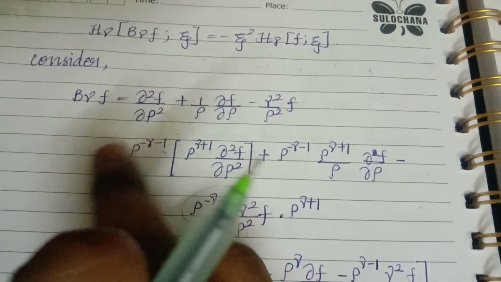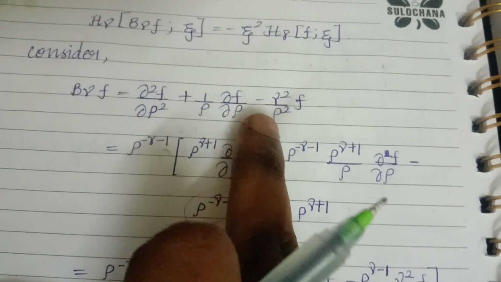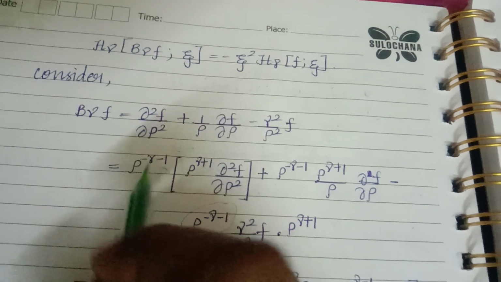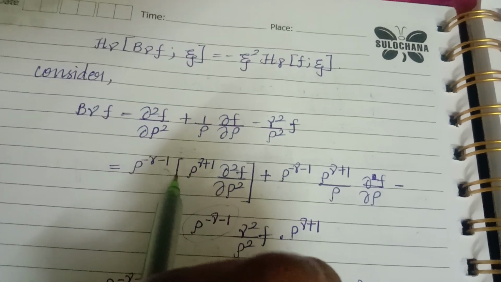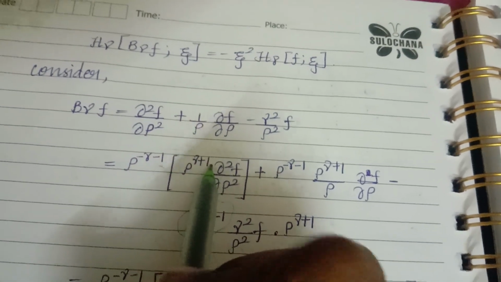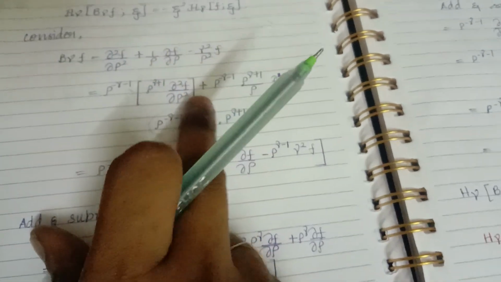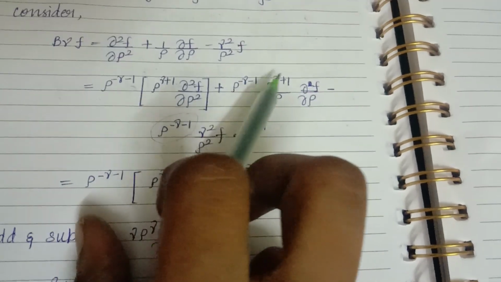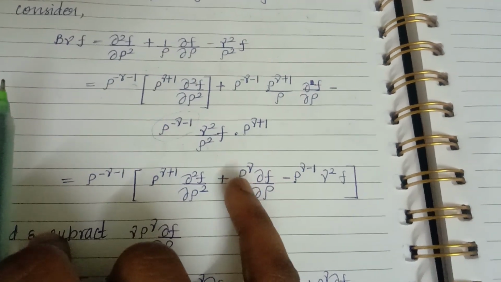b nu of f can be written as d square f by d rho square plus 1 by rho df by d rho minus rho square nu square divided by rho square f. So what we do is multiply by rho to the power of minus nu minus 1 into rho to the power of nu plus 1. If we multiply each of the terms, we get the form rho to the power of nu plus 1 as it is in the first term, and it will become rho to the power of nu plus 1. So the rho terms are getting cancelled and the left of the term is rho nu.